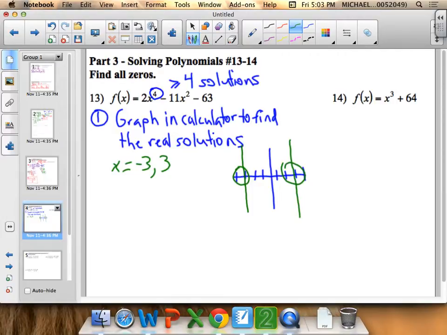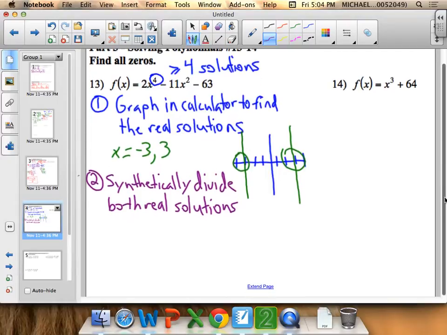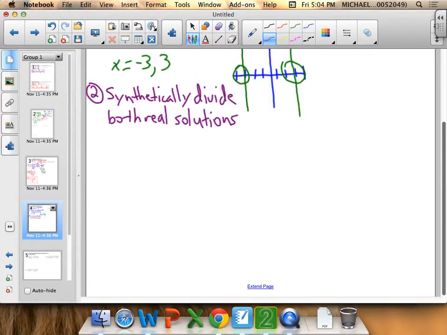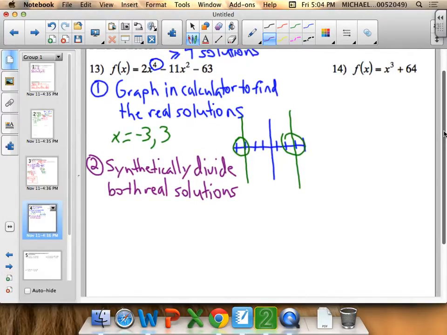That's step 1. Step 2 is then to synthetically divide both real solutions. Now, it does not matter which one you do first. If you do the math correctly, you should arrive at the same answer no matter what. But be very careful. Please remember your space holders.